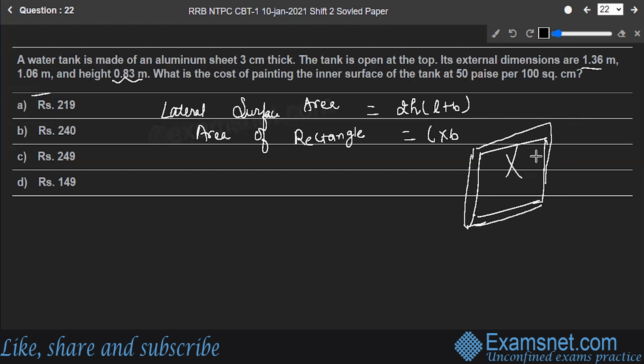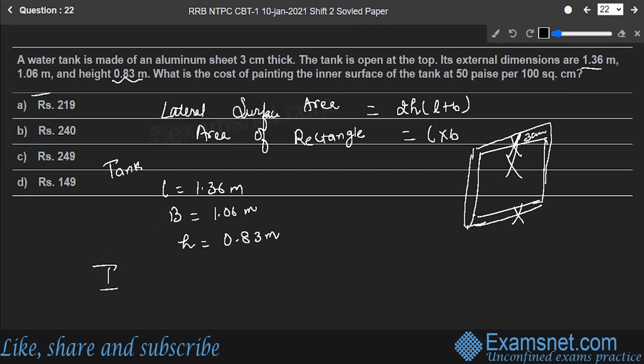There is a tank which has external dimensions as this. Length is 1.36, breadth is equal to 1.06, and height is equal to 0.83 meters. Now the water tank is made up of aluminium sheet which is 3 centimeters thick. What is the cost of painting the inner surface of the tank? For finding the cost of the inner surface, you want to find the lateral surface area, because I don't want to go for the top and the bottom, right? Lateral surface area is something I need.